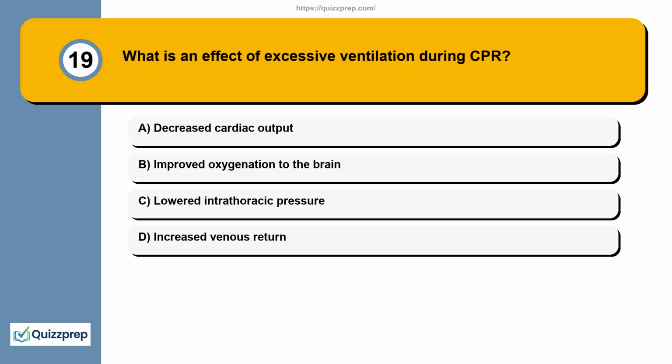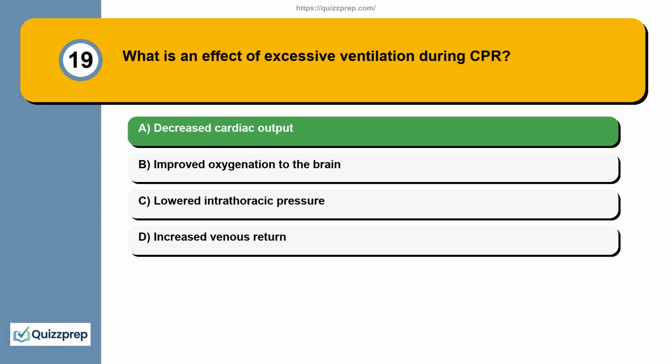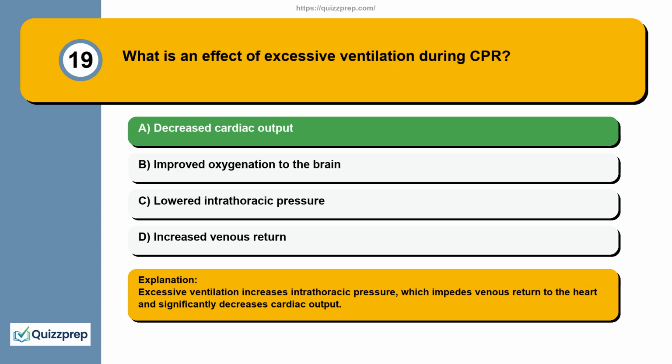Question 19. What is an effect of excessive ventilation during CPR? Decreased cardiac output, improved oxygenation to the brain, lowered intrathoracic pressure, increased venous return. Excessive ventilation increases intrathoracic pressure, which impedes venous return to the heart and significantly decreases cardiac output.